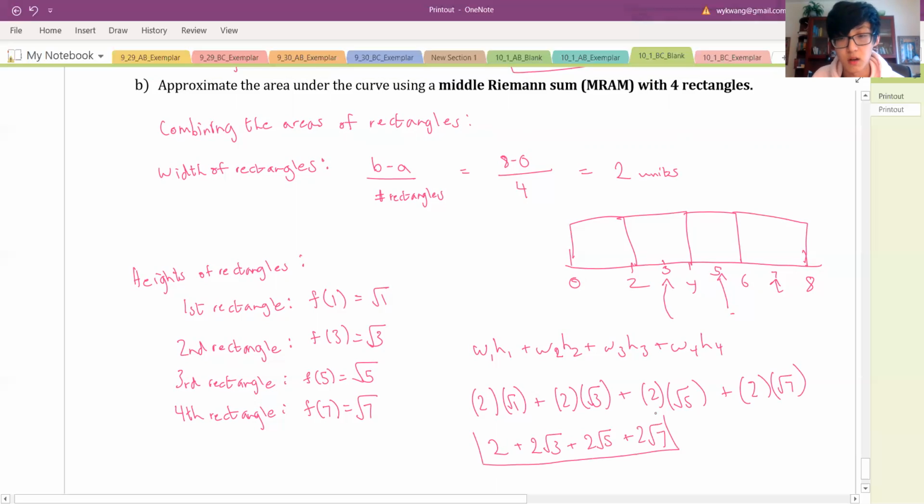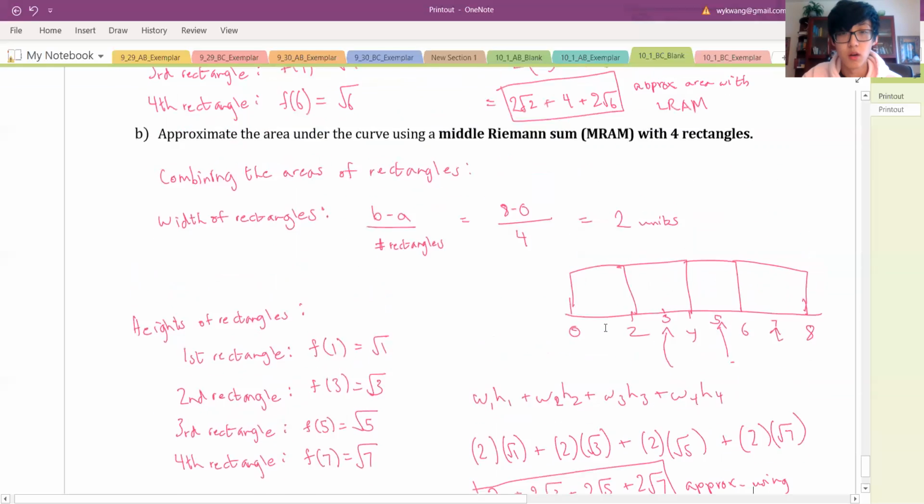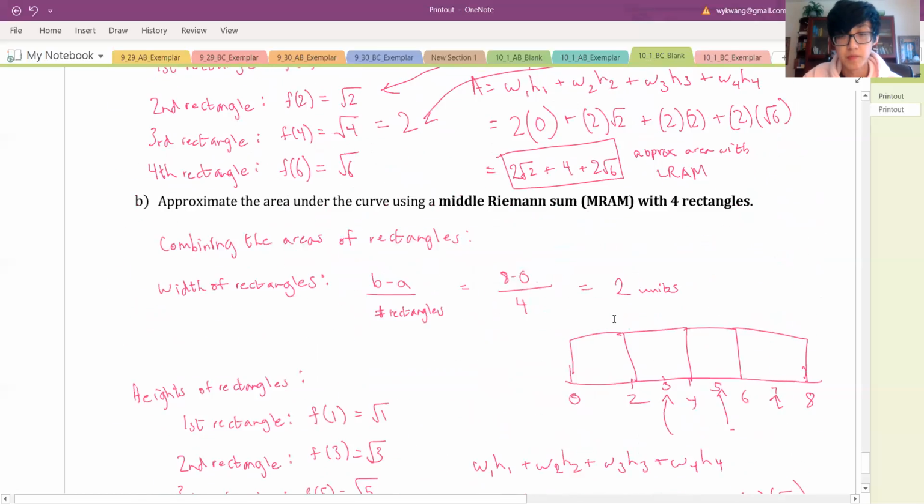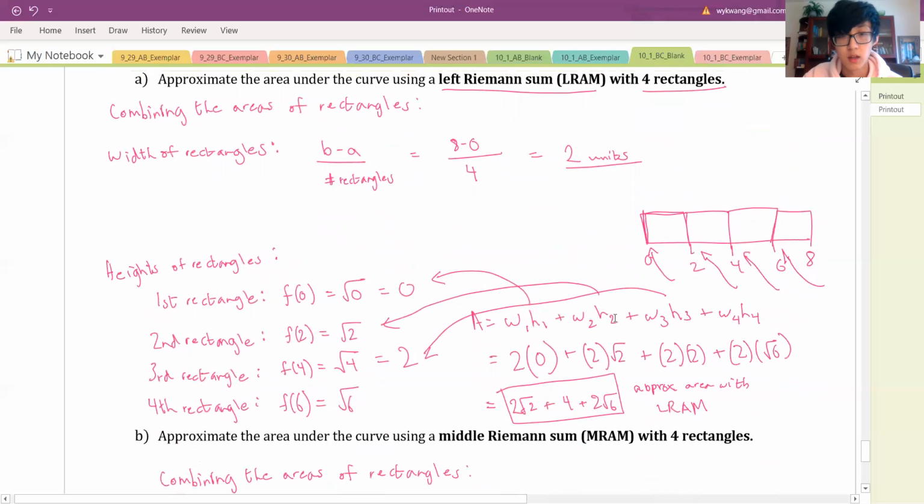And this is our approximation using MRAM. Hopefully that makes sense. Yeah.